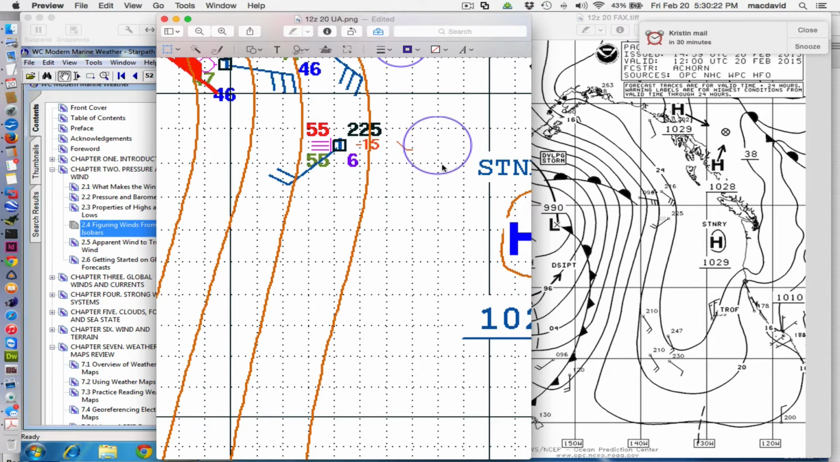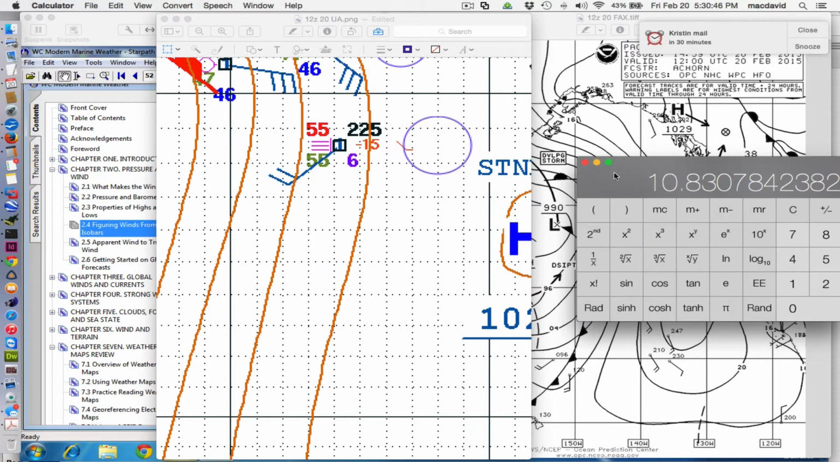So this is 1 degree and 10, 20, 40. 1 degree, 40 minutes. That's 1.7 degrees. So we have isobars that are separated by 1.7 degrees of latitude at 48.5 degrees of latitude.